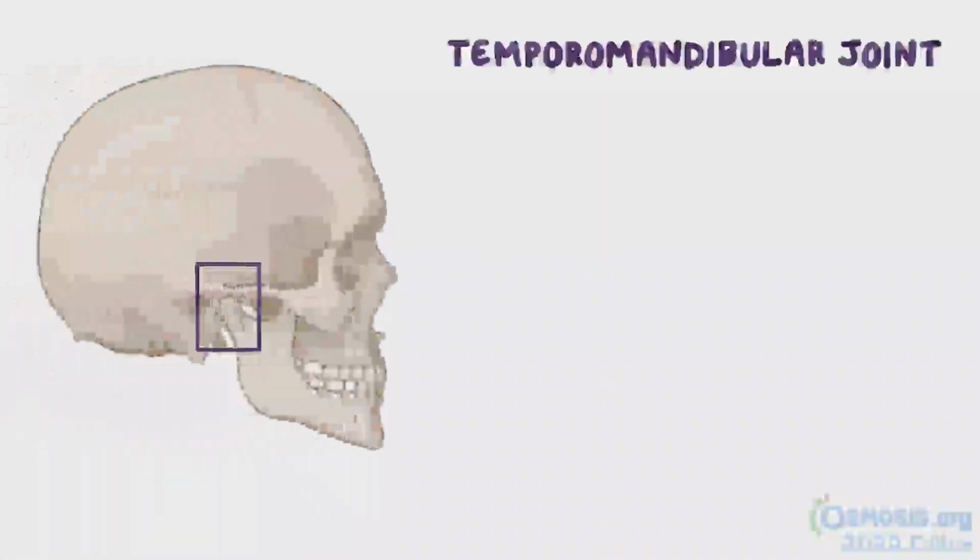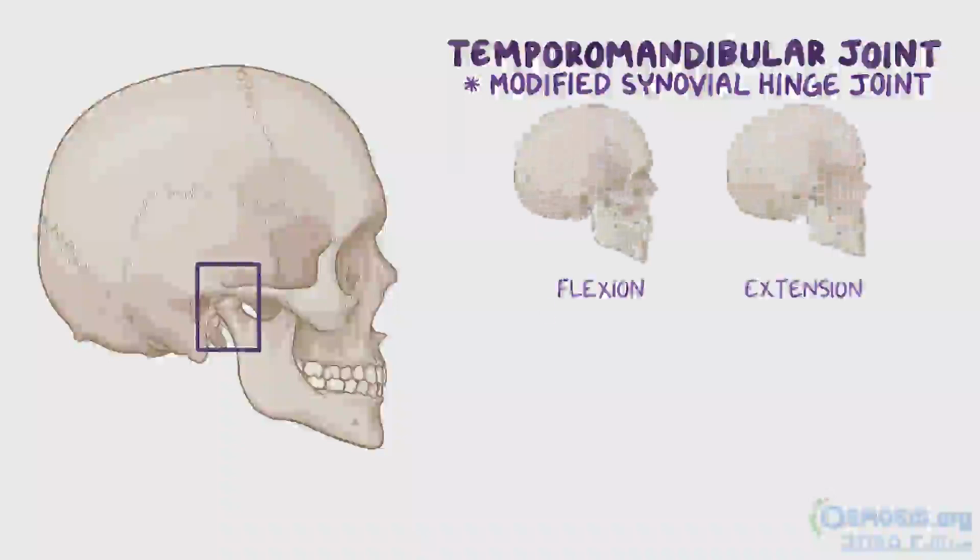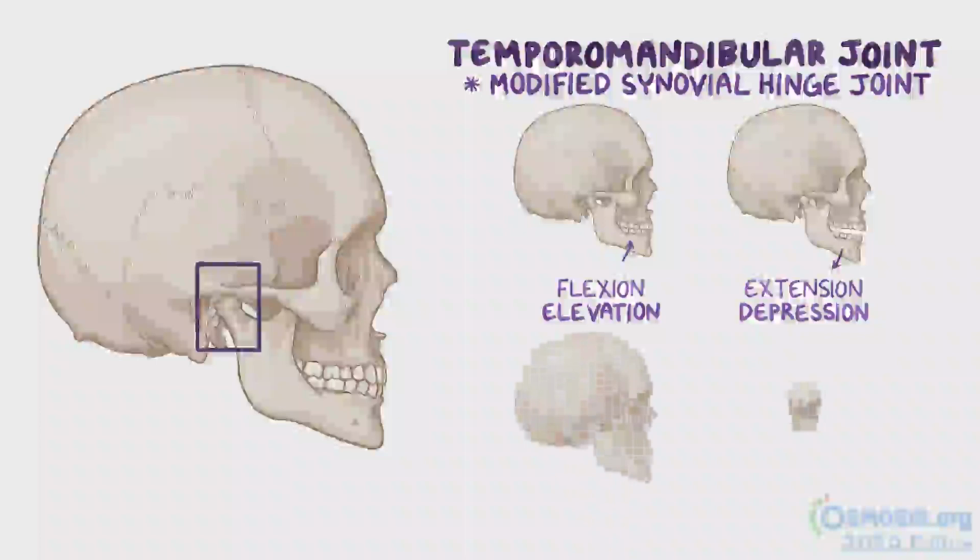Getting into medical school must have been a jaw-dropping moment, but have you ever wondered how it is that your jaw didn't fall off? You can thank the temporomandibular joint for that. Now, the temporomandibular joint is a modified synovial hinge joint. So first, just like a hinge joint, it allows for flexion and extension, which translate to elevation and depression of the jaw, respectively. Additionally, the TMJ also allows for gliding and rotation.